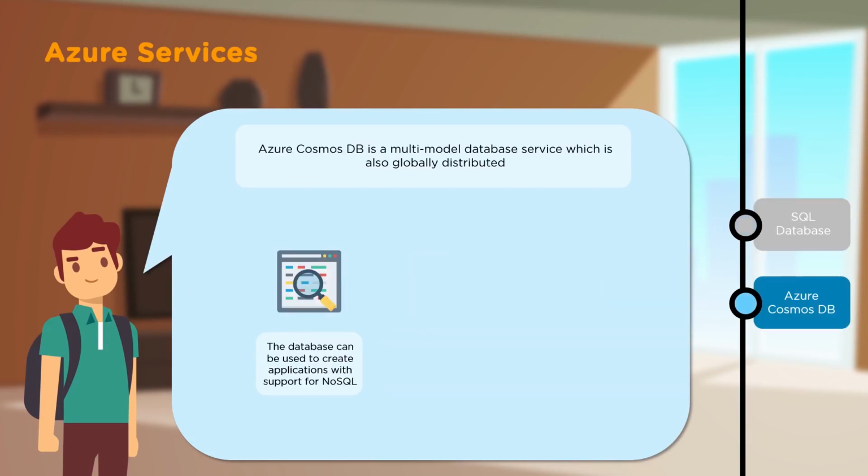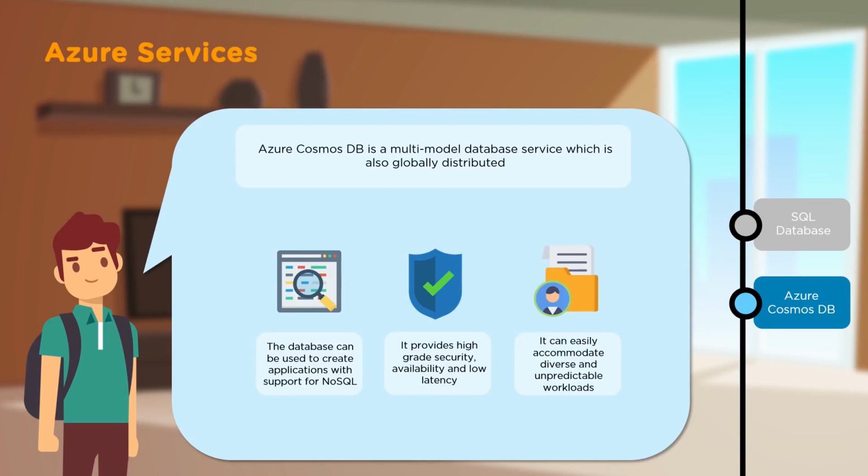Next, we have Azure Cosmos DB. Now this is a globally distributed multi-model database service. What this means is that with this you can create applications which support NoSQL. It provides a high-grade security system, has high availability and low latency. This is usually used in situations where you have a diverse and highly unpredictable workload.